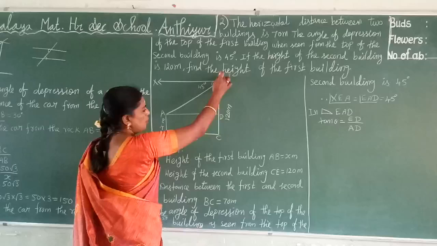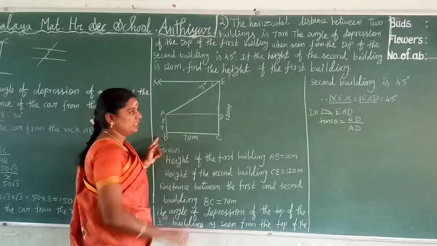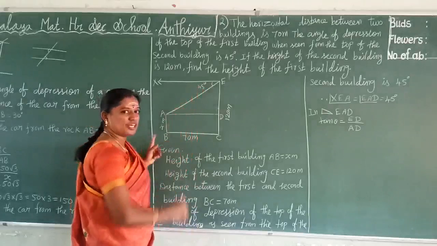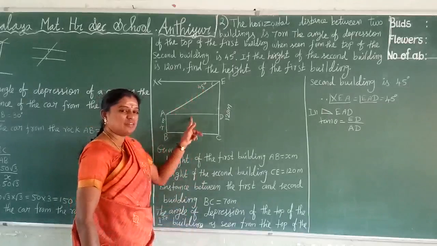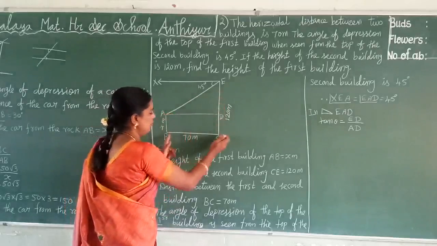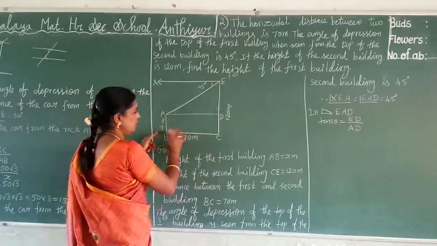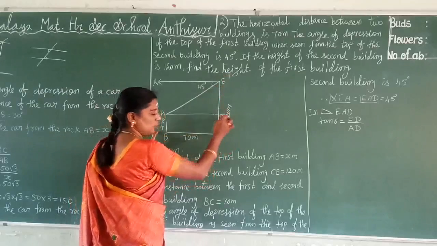And you see, from the top of the second building to the top of the first building, the angle of depression is 45 degree. So that is given in the question. So you make the diagram. First building and the second building, the distance between the two buildings is 70 meter. For the first building mention x meter and for the second building we mention 120 meter.